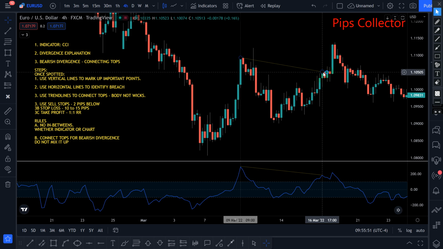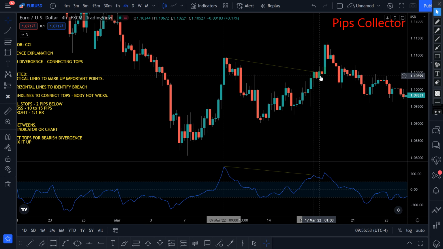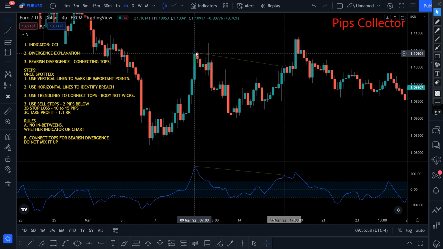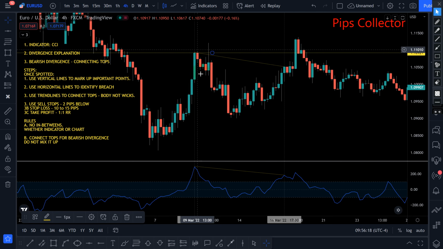Then, this is where we are now. Because there is no divergence here, because chart is coming down, price is coming down. You want chart to go up and indicator to come down, or chart to come down and indicator to go up. So to go and rest, you place again your horizontal line on the primary candle.